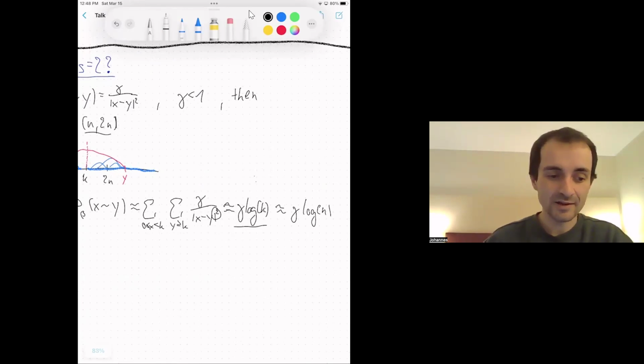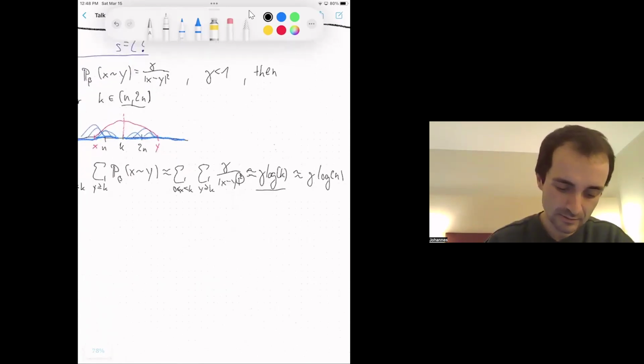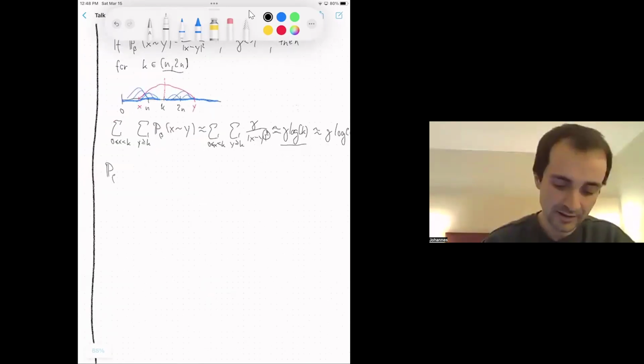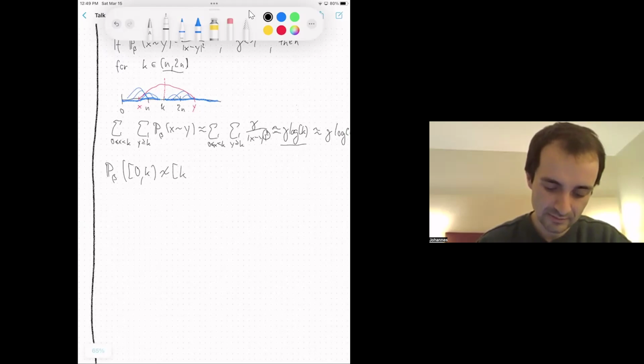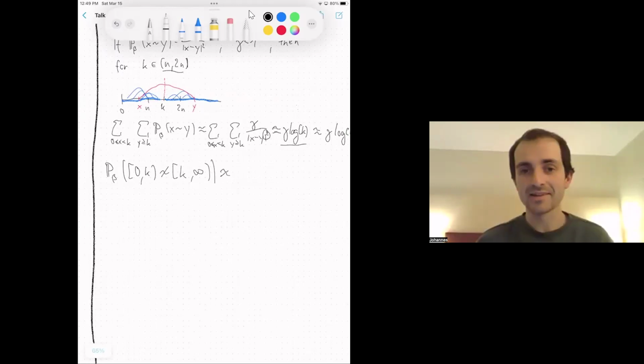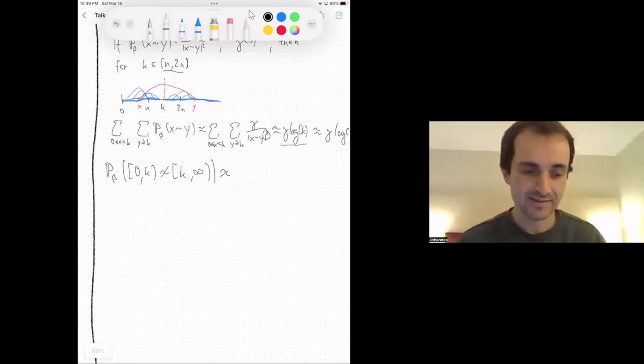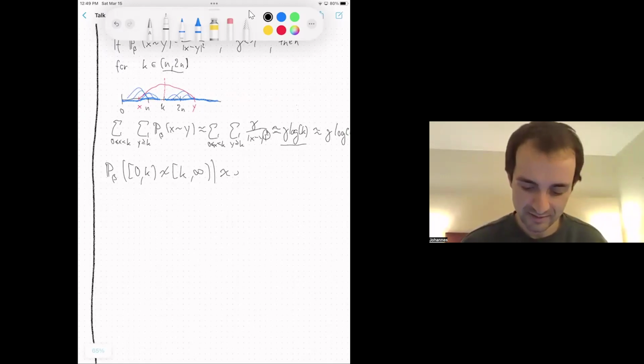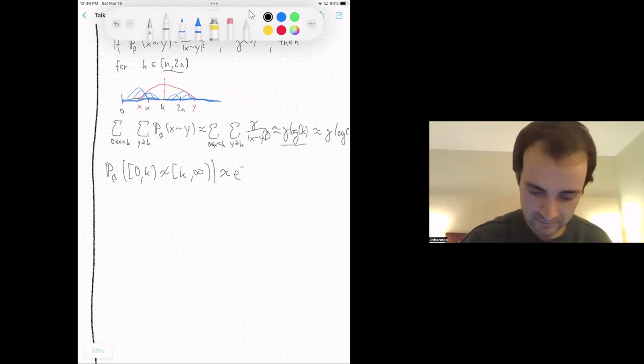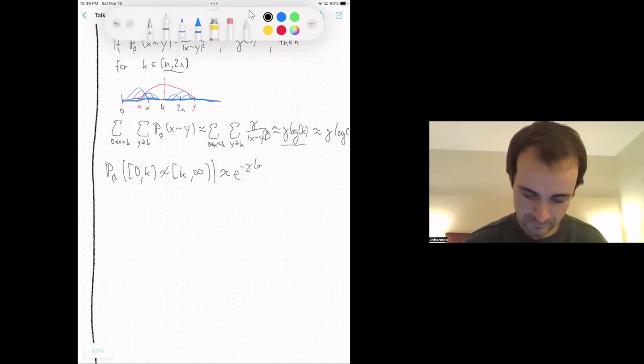So why is this interesting now? So we see that the probability that 0k is not connected to k to infinity is just approximately e to the minus expected number of edges. We know that edges are independent, and then the probability that there's no connection is approximately like e to the minus the expected number of connections. So we have e to the minus gamma times log of n, which behaves like n to the minus gamma.